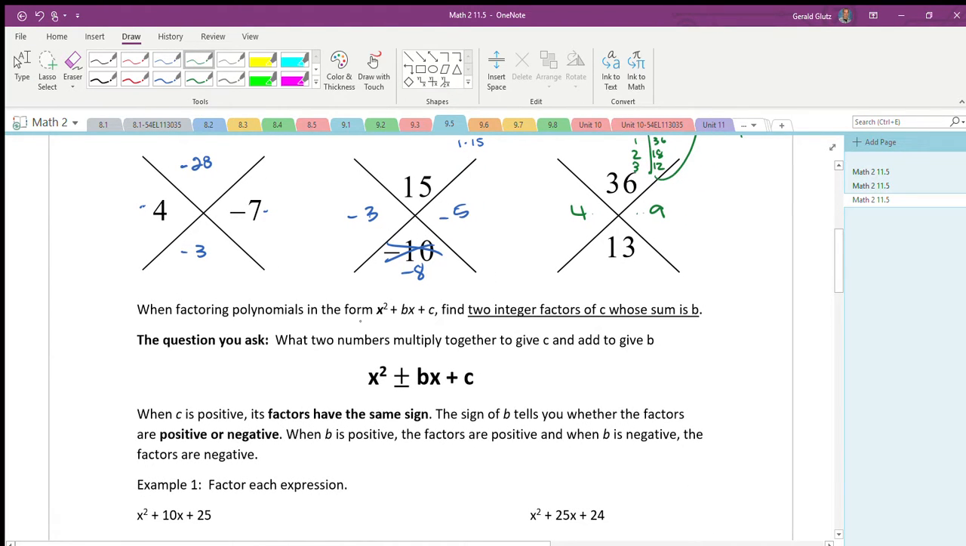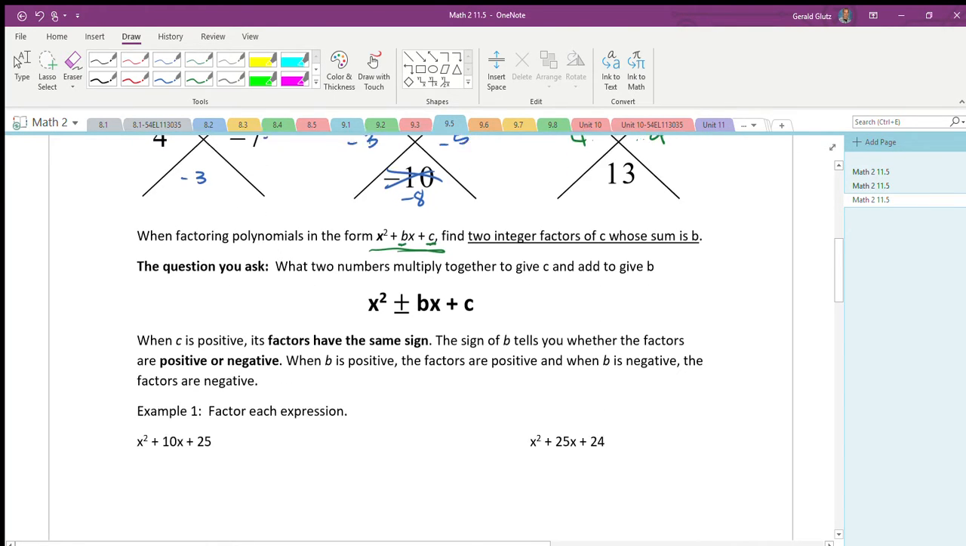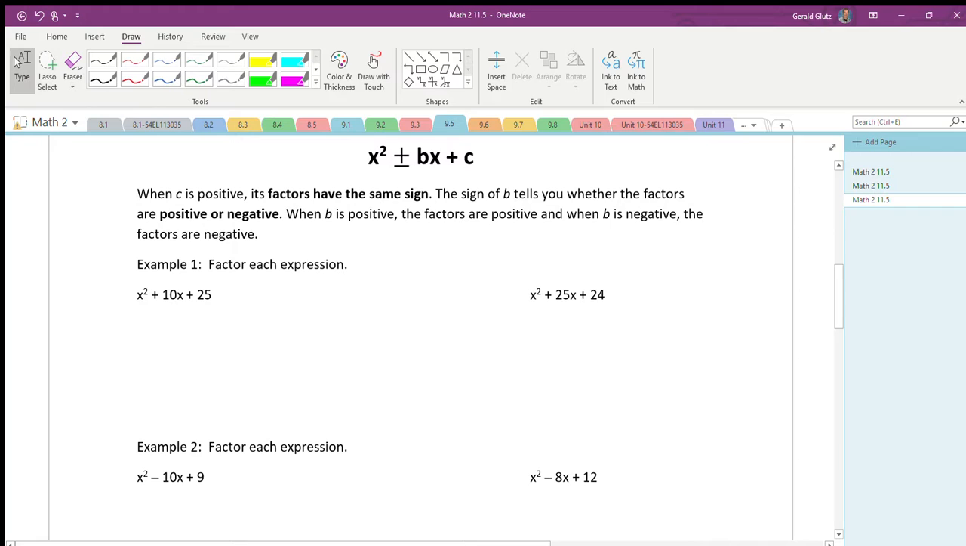So in factoring, you start with the standard form, so x squared plus bx plus c. You need to find two numbers that multiply to equal c and add up to equal b. So I'll get into that in a minute. You can read what this says right here.